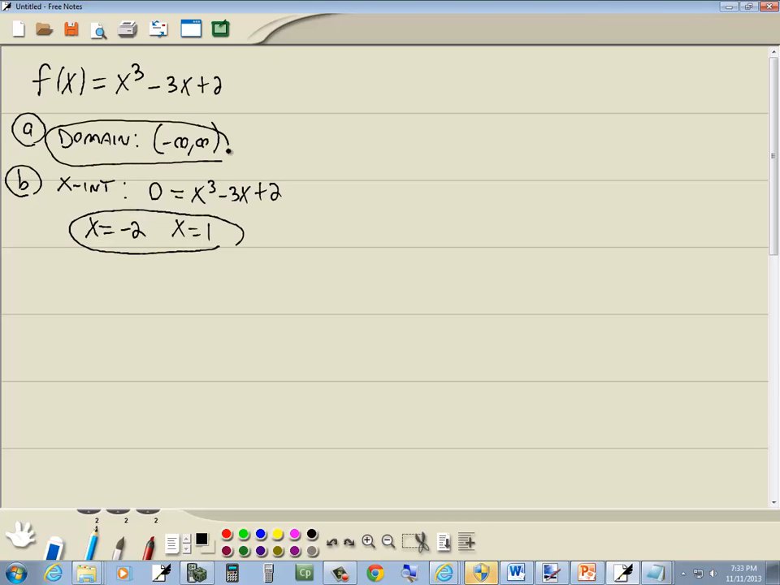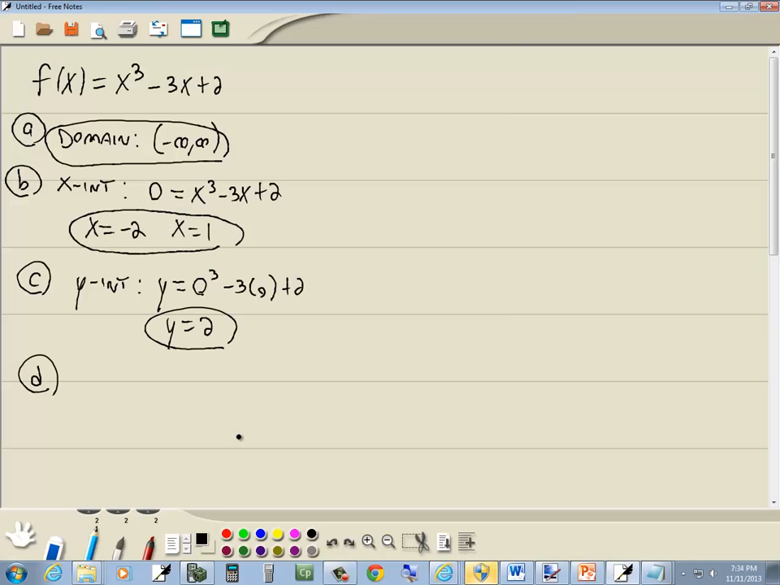This is our domain. C, our y-intercept. Well, we'll plug 0 into the other variable, so we're finding the y-intercept, so we'll plug 0 in for x. So we've got y is equal to 0 to the third minus 3 times 0 plus 2. 0 to the third drops away, 3 times 0 drops away, so that gives us y is equal to 2.